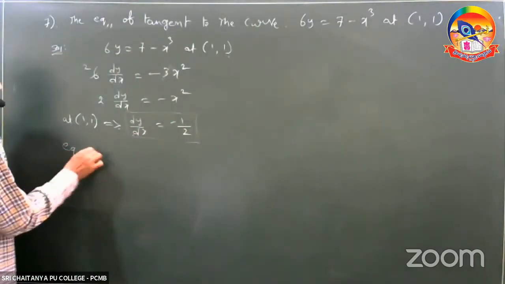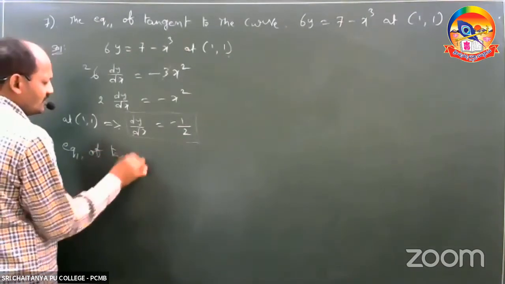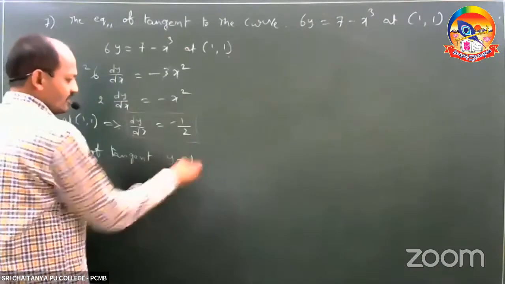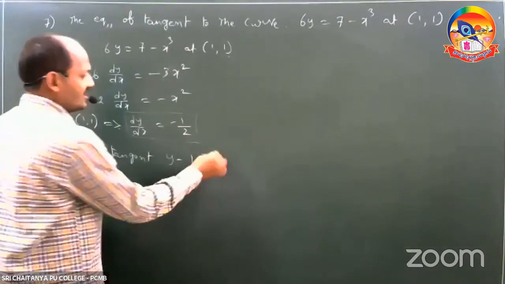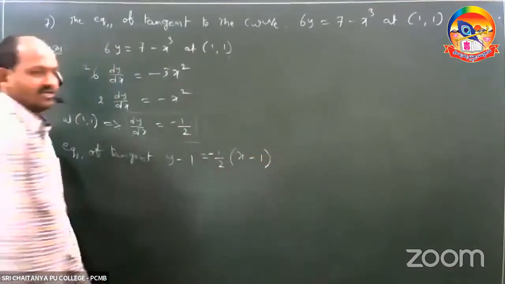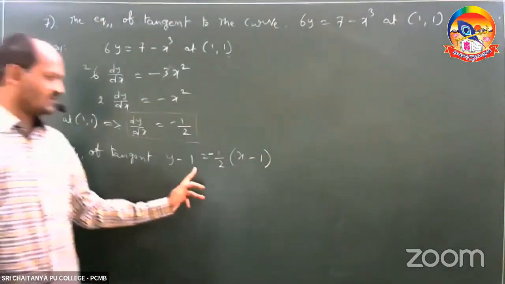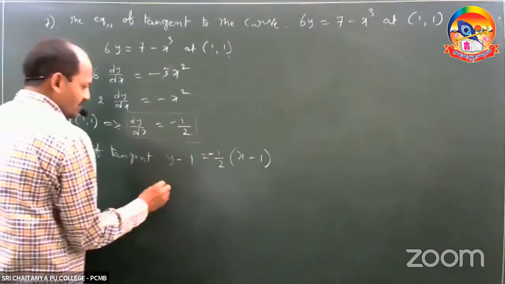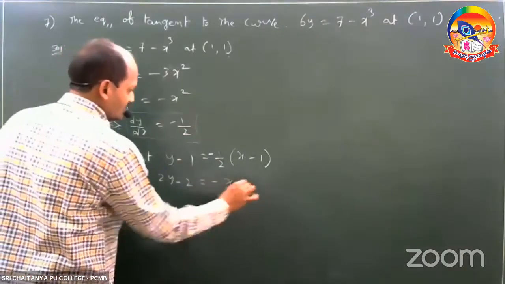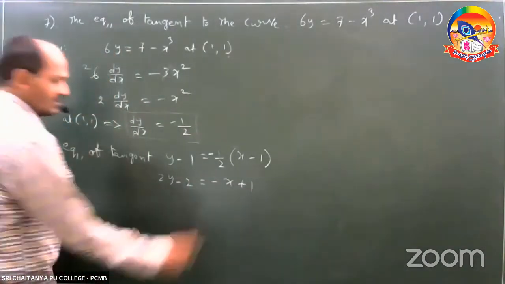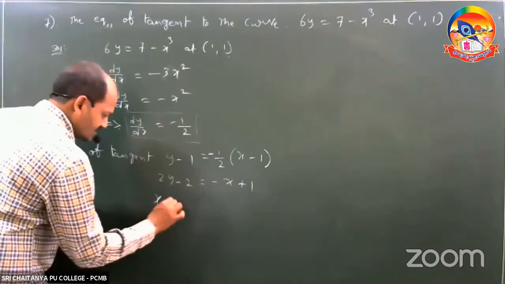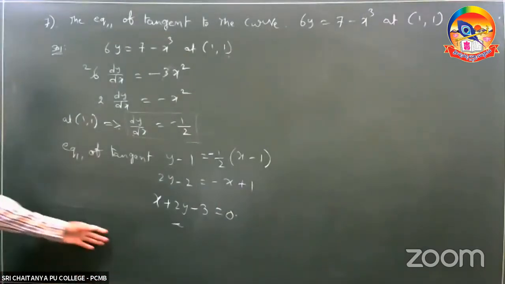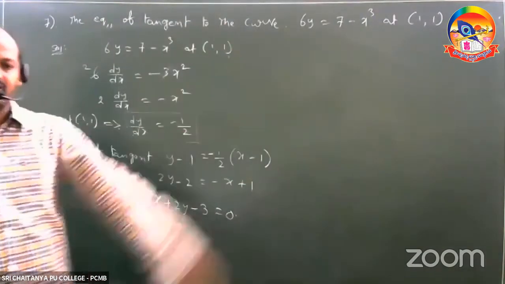Equation of tangent: y minus y1 is equal to m into x minus x1. So by cross multiplication, 2y minus 2 is equal to minus x plus 1. So the equation is x plus 2y minus 3 is equal to 0. It is the equation of the tangent to the curve at the point 1 comma 1.